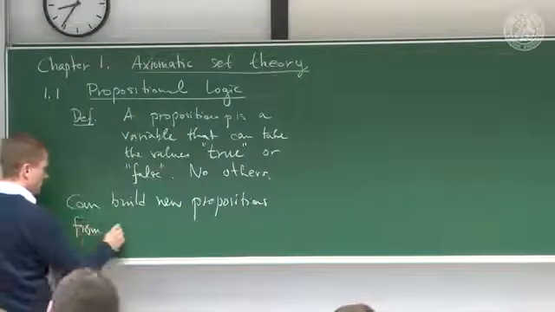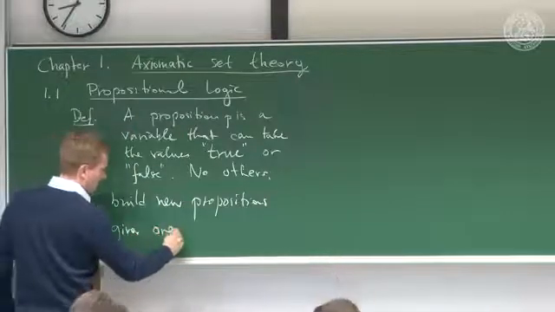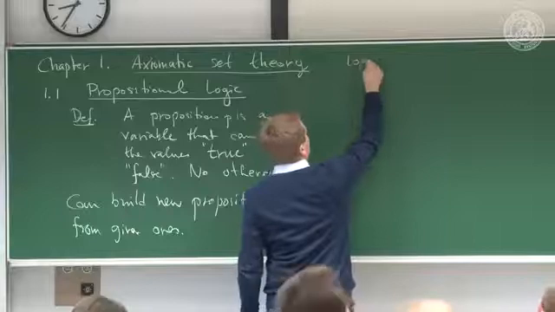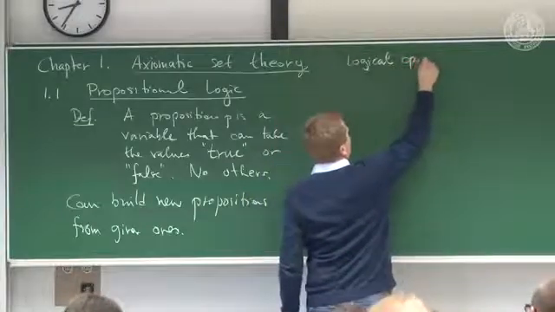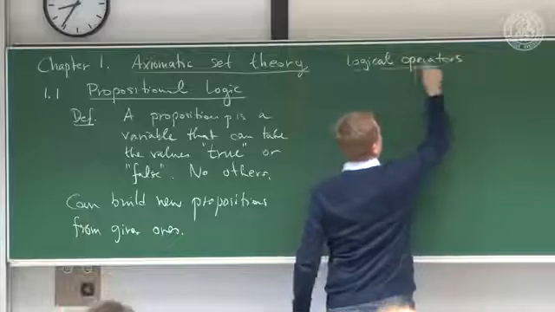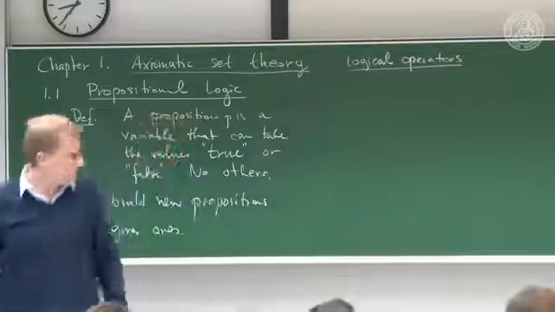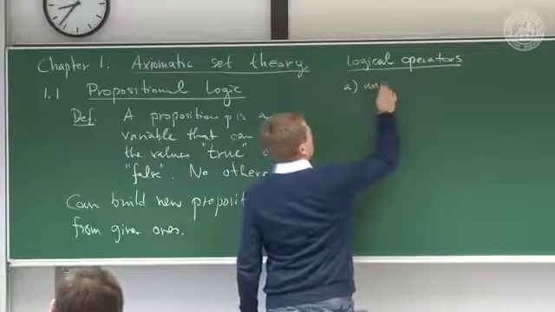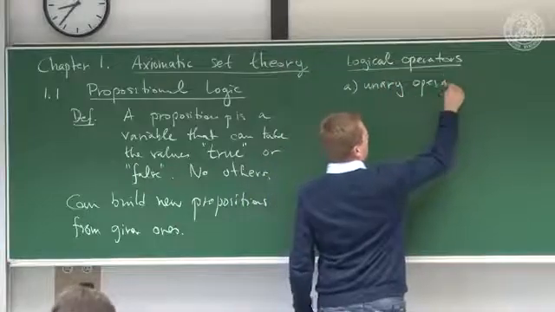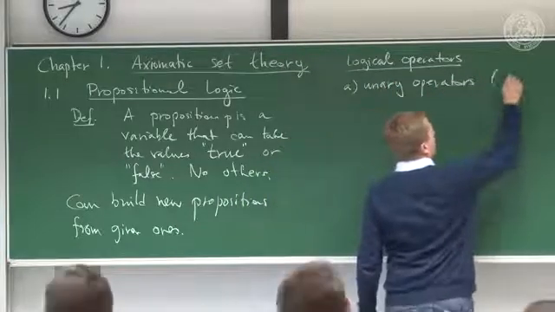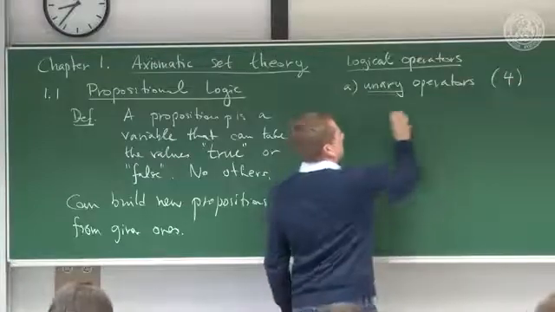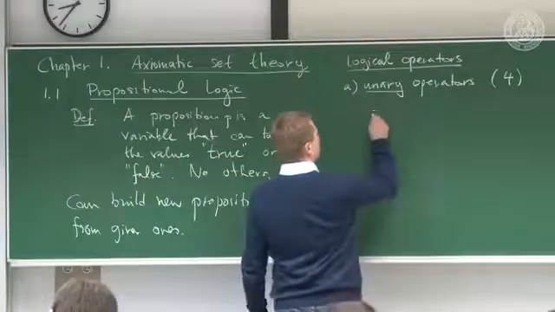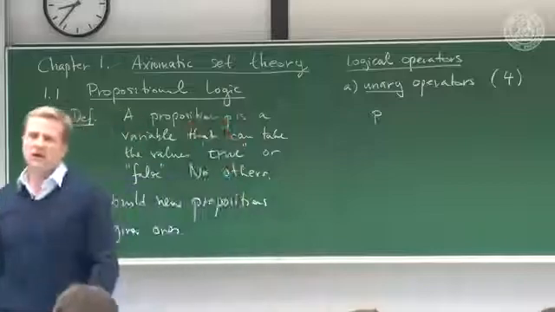Or from given ones. And one does so with the help of logical operators. They come in different forms, and the simplest form is unary operators. There are 4 unary operators. What's a unary operator? A unary operator takes one proposition, P, and makes from it a new proposition.